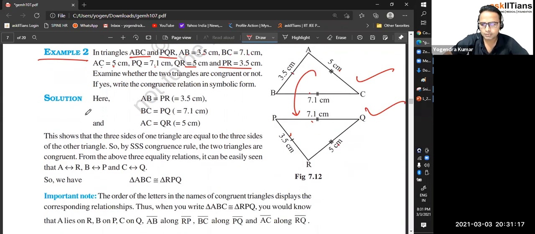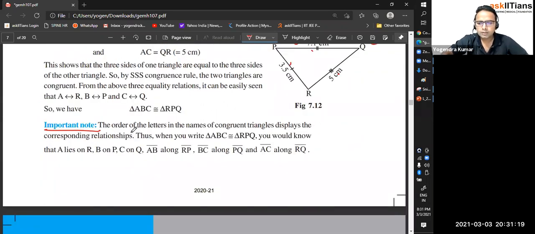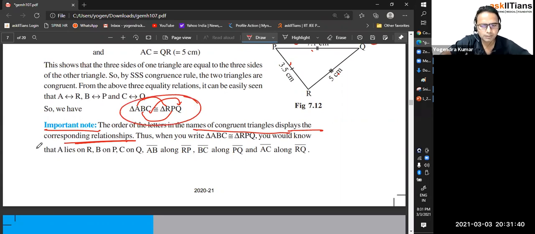I hope you understand. Important note: the order of the letters in the names of congruent triangles displays corresponding relationships, right? That is very important. A corresponds to R, B corresponds to P, C corresponds to Q. This order is important. You cannot write ABC is congruent to PQR. That is wrong. So this is very, very important, right? I hope you understand this.